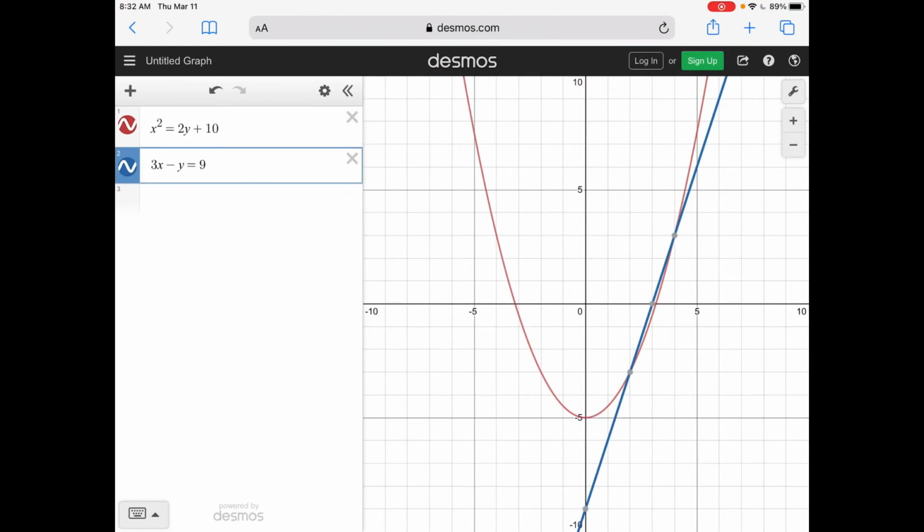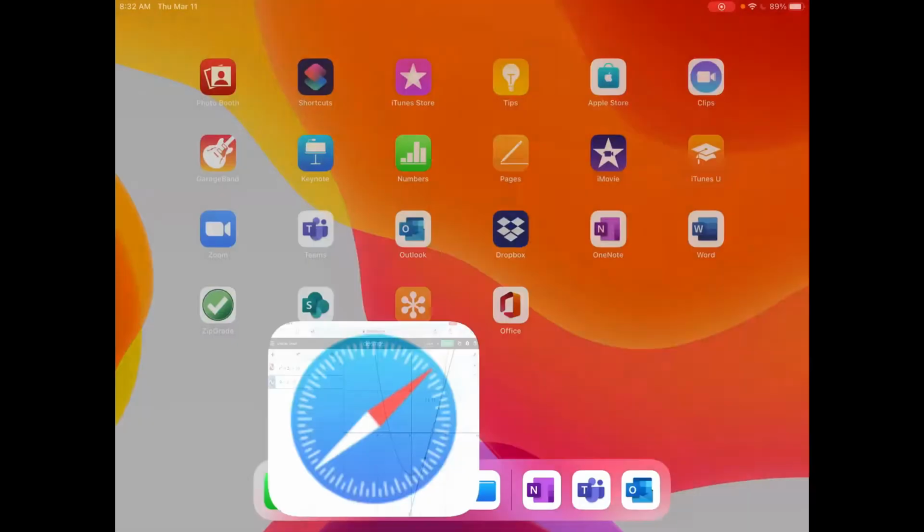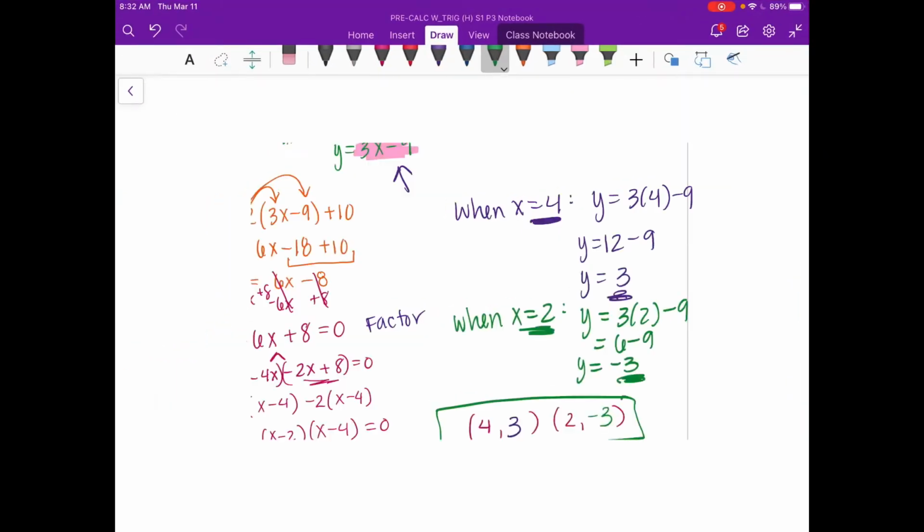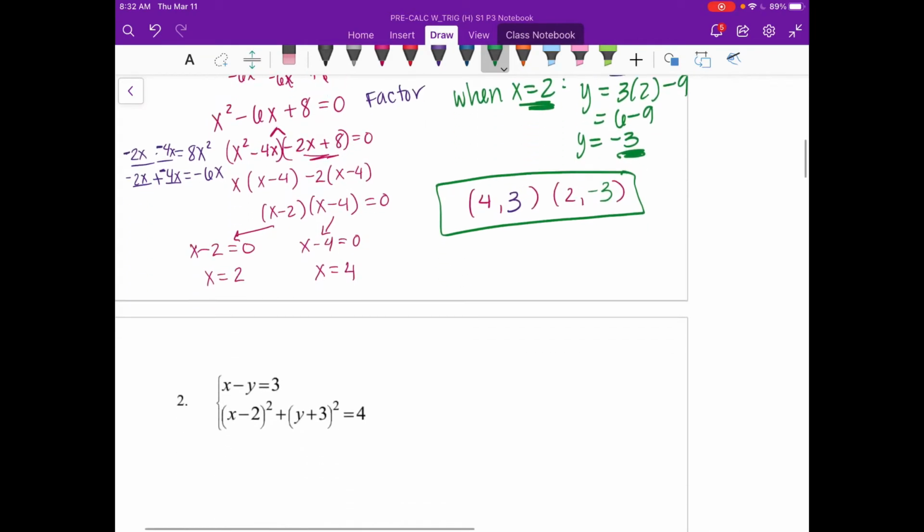In this case, when I graph both of those, I'm using Desmos. You can use your graphing calculator. We have an intersection right there at 2, negative 3, and the intersection there at 4, 3. So there are 2 solutions because the graphs intersect each other twice. Okay? Let's keep going. Going on to the next example.